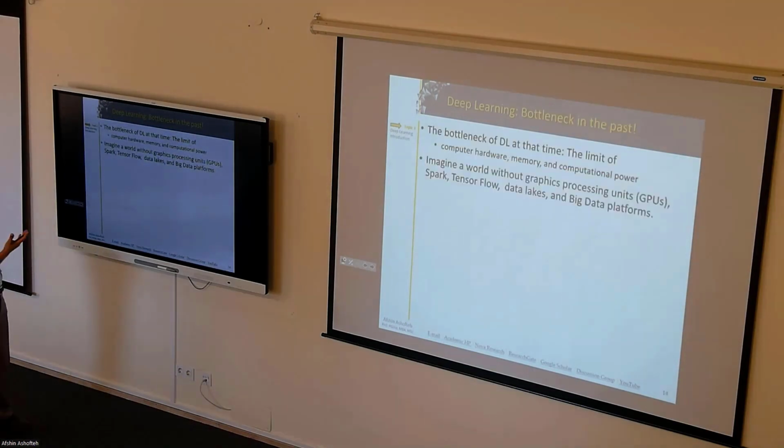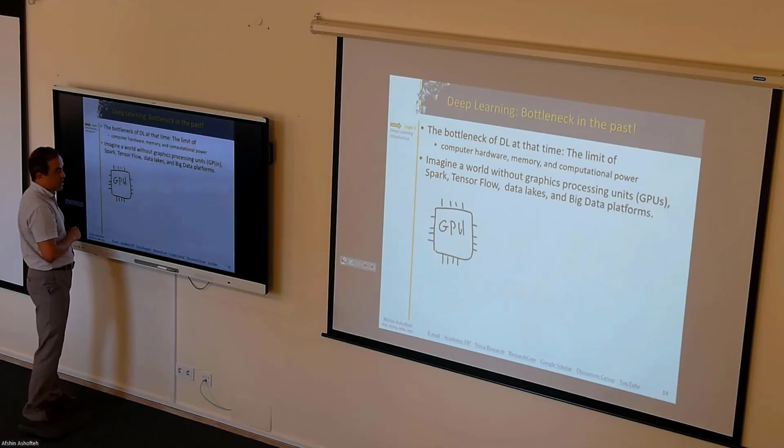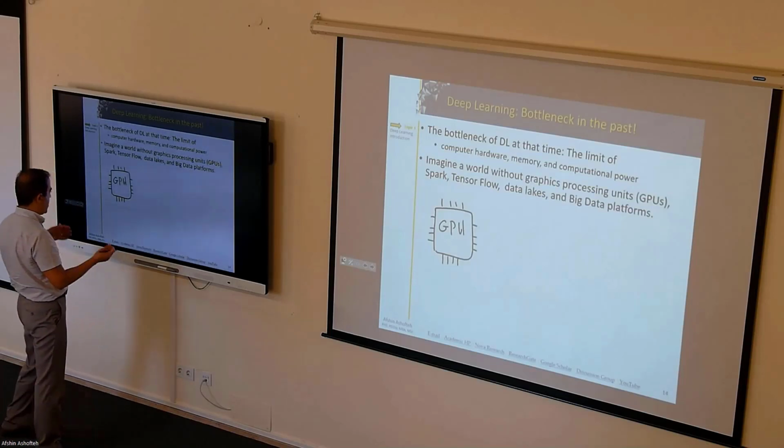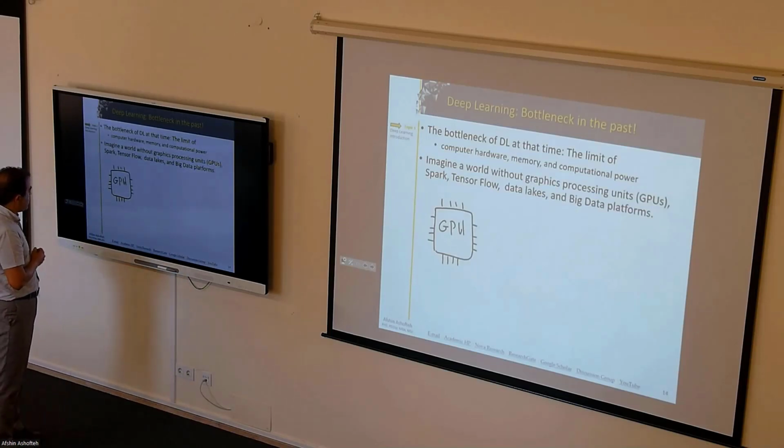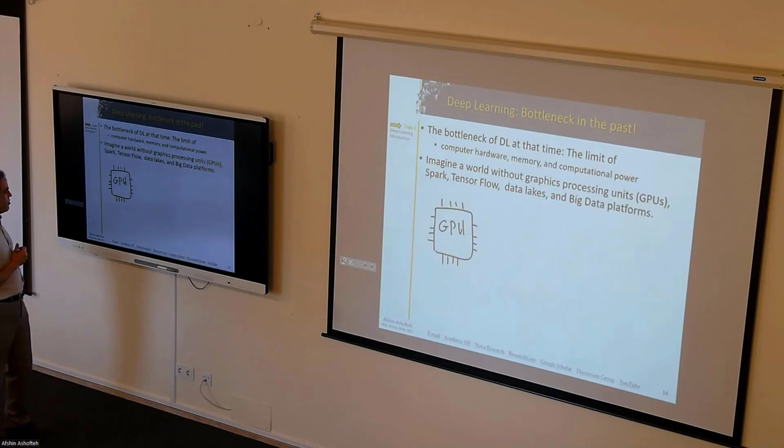So as we said, there were some bottlenecks of deep learning, mostly related to the limits of computer hardware, computational power, and memory. And now we have new technologies. We have GPUs, which are much faster in calculation than the CPUs that we had before. So the combination of CPUs and the computational power that GPUs can add gives us the opportunity to use deep learning models more than before.